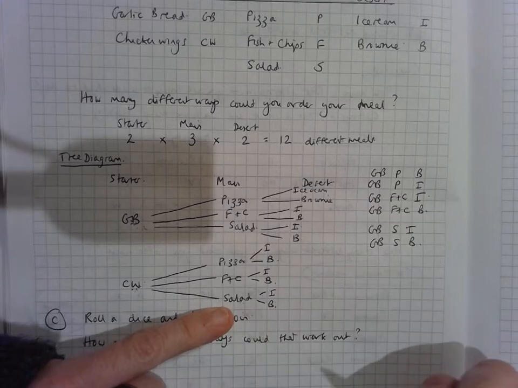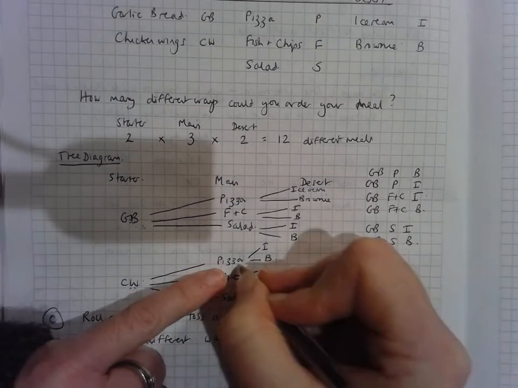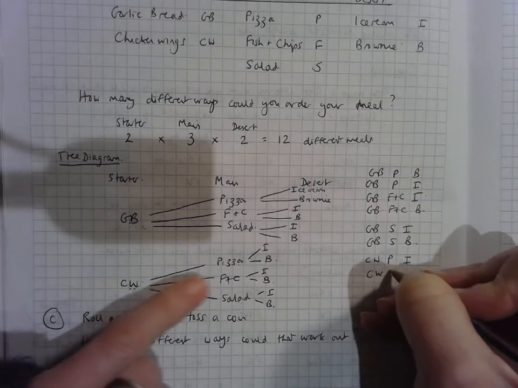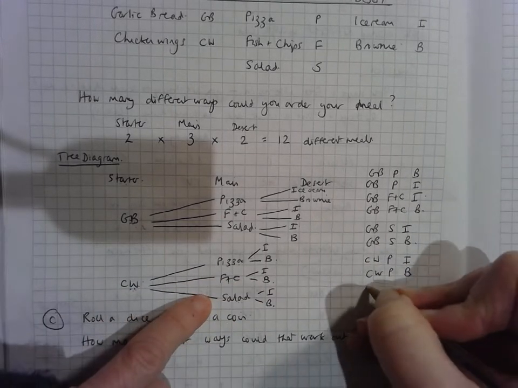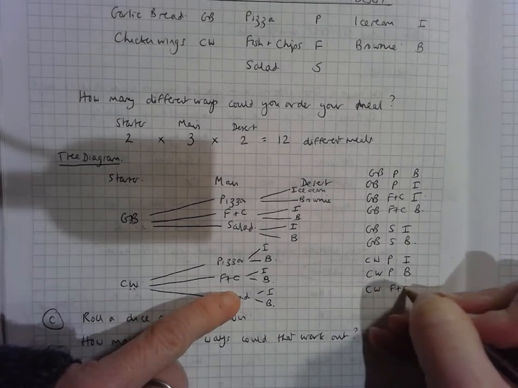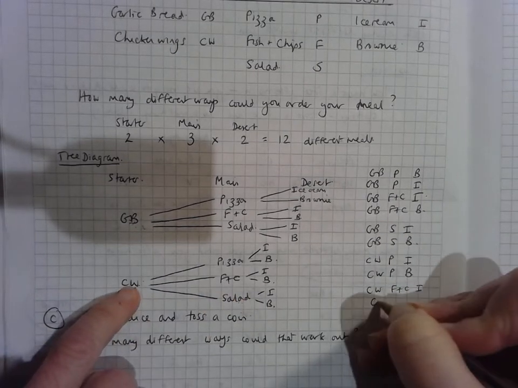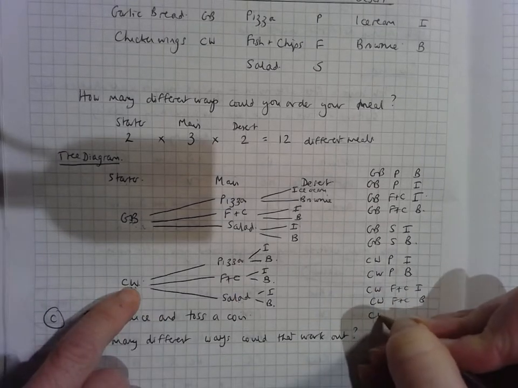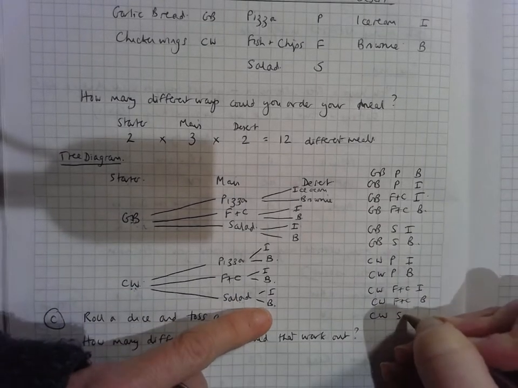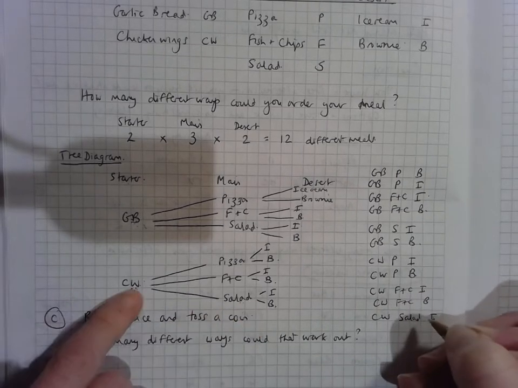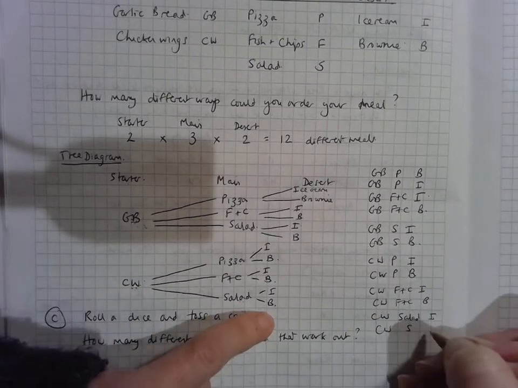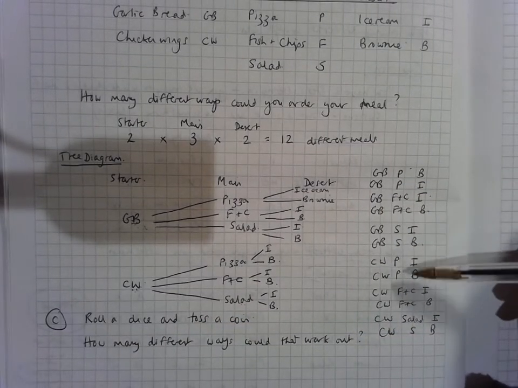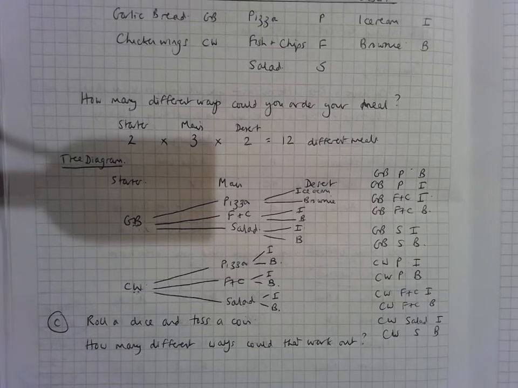So let's list those. We've got chicken wings, pizza and ice cream, chicken wings, pizza and a brownie, or chicken wings, fish and chips and ice cream, or chicken wings, fish and chips and a brownie, or chicken wings, a salad and ice cream, or chicken wings, a salad and a brownie. How many is that? 1, 2, 3, 4, 5, 6, 7, 8, 9, 10, 11, 12. And there's my 12 possible outcomes.